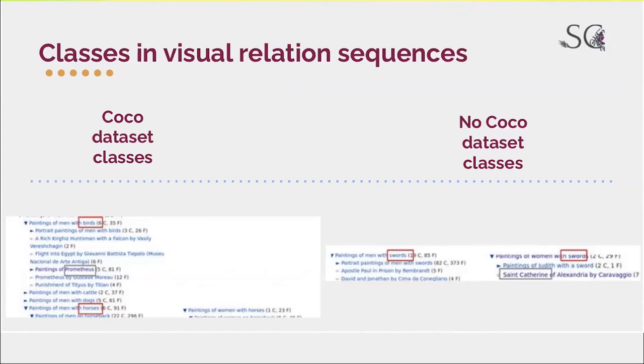The next thing was, instead of guessing visual relations, as in the previous stages of the project where we said, what about this, what about that, or what about writing, what about drinking, what about killing, we decided to ground the visual relation sequences on a taxonomy, a painting taxonomy. So we wanted to take a look at how a taxonomy of paintings in the Wikimedia Commons can help us.